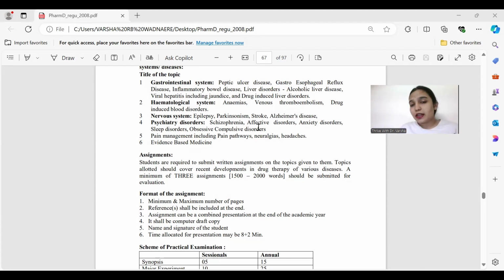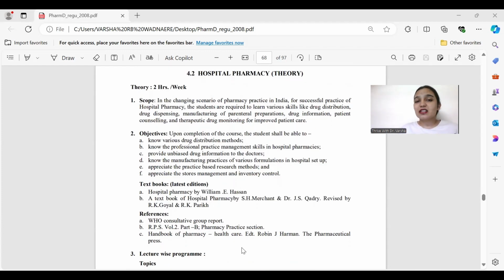So that's why I'm letting you know this: affective disorder, anxiety disorder, sleep disorder, and obsessive compulsive disorder are for 5 marks. Rest all of them can be asked for 2, 5, and 10. Second subject, that is hospital pharmacy. Now you will be having 2 hours of theory lectures per week.